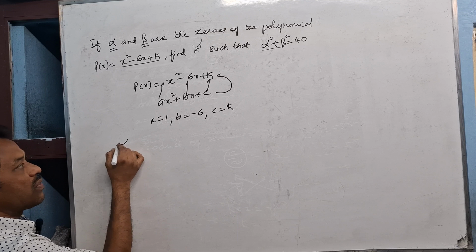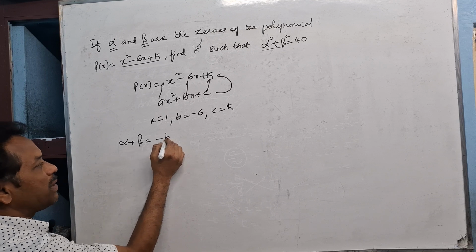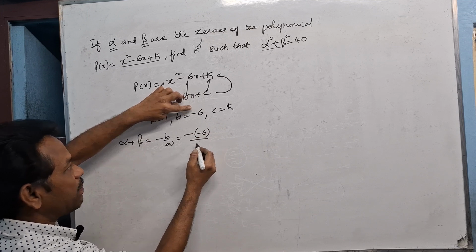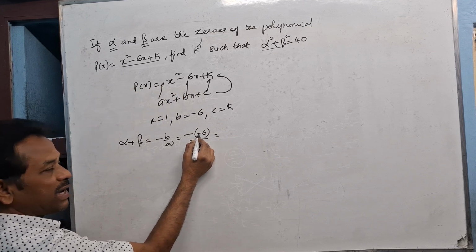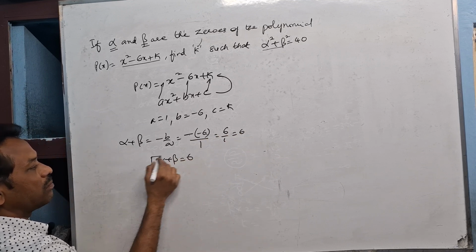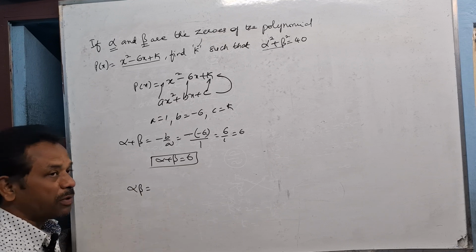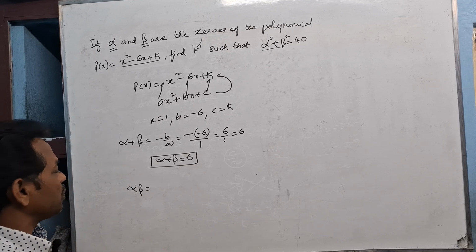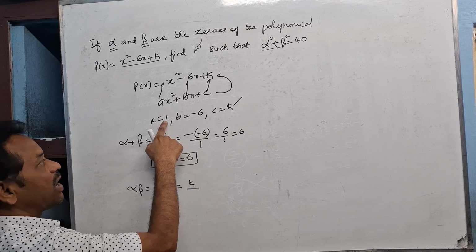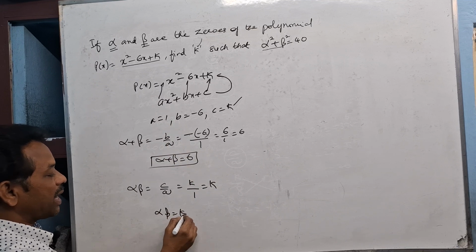Next, let us find the sum of zeros, that is alpha plus beta. Alpha + beta = -b/a, the value of b is -6, so -(-6)/1. Minus into minus is plus, 6/1 is 6. So alpha + beta = 6. Now let us find alpha beta, which is the product of zeros. We can find the product of zeros using the formula c/a. The value of c is k and the value of a is 1, so k/1 is k. So alpha beta = k.